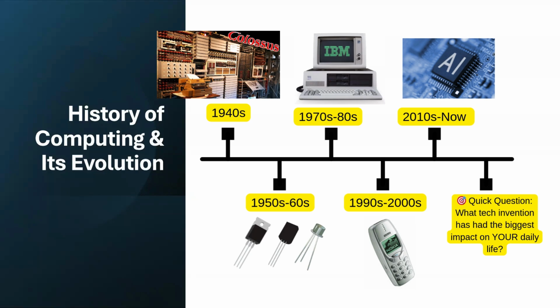In the 1990s and early 2000s, the internet became mainstream. Laptops and mobile devices grew bigger. And we have the 2010s until now, where AI, cloud computing, quantum computing, and even blockchain innovations are taking over. Quick question. What tech invention had the biggest impact on your life?